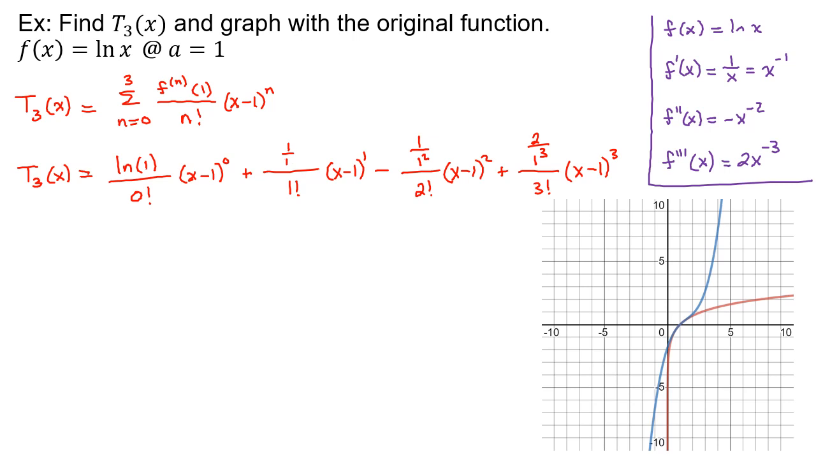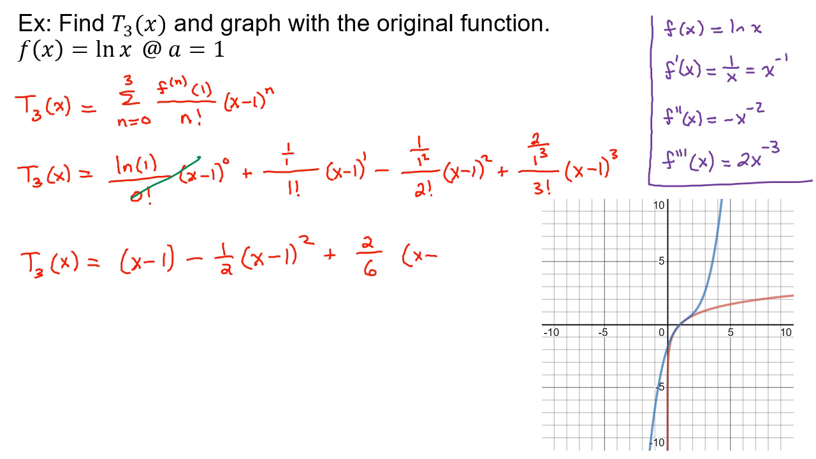Now, unlike the sine and the cosine, a whole bunch of this doesn't go away. Natural log of 1 is 0, so this term actually goes away. Nothing else really goes away. We do need to simplify it. 1 divided by 1 factorial is 1. So I just get 1 times x minus 1. 1 divided by 1 squared is 1, divided by 2 factorial gives me a 1 half. Two divided by 1 cubed is 2, so that'll give me 2, and 3 factorial is 6.